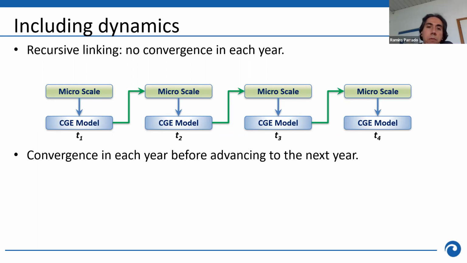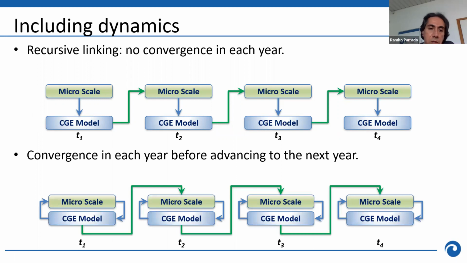The second alternative would be to look for a convergence in each year, as we did in the examples that I presented before, and before advancing to the next year. So this means that we will look for the convergence in the first year, so that both models will talk and reach a convergence, and only then the CG model would transmit what happens with the prices, either crop prices or also maybe input prices, to the rest of the ensemble in the microscale models.